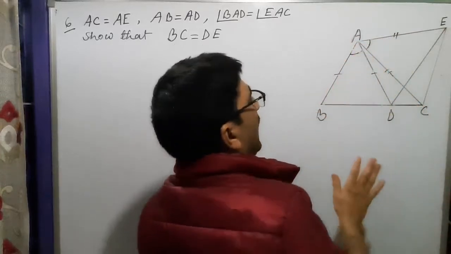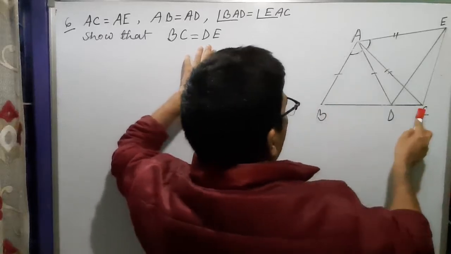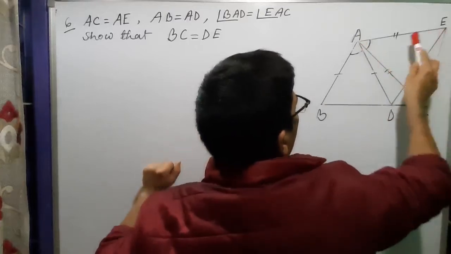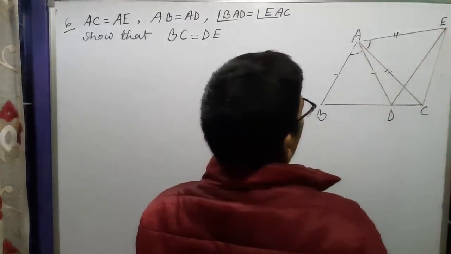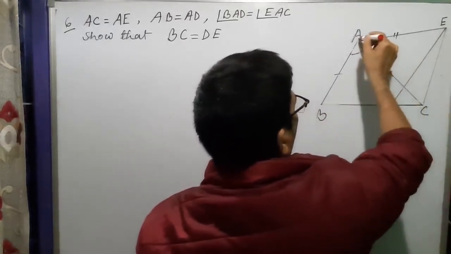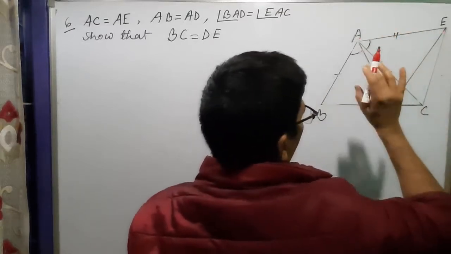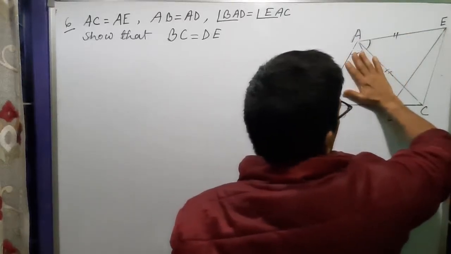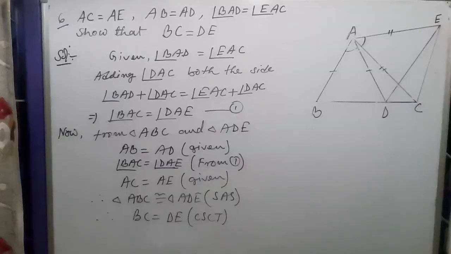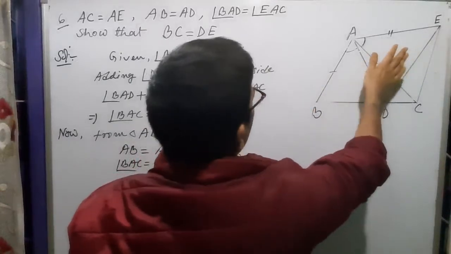That means we'll have to compare now. To prove this BC equal to DE, since BC is the side of triangle ABC and DE is the side of triangle ADE, that's why we will have to prove triangle ABC congruent to triangle ADE. We have to prove this. So to prove this triangle ABC and triangle ADE congruence, we proceed in this way.